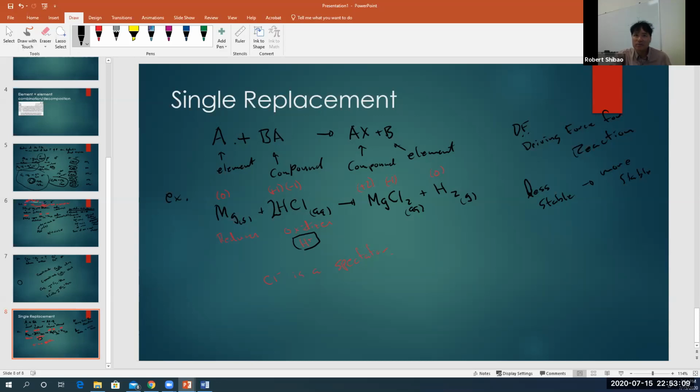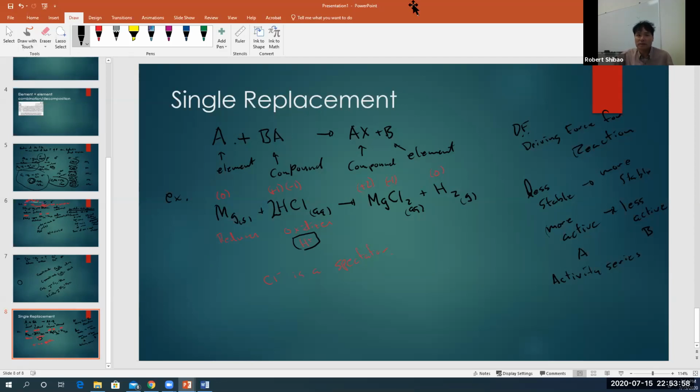Less stable in terms of single replacement, we call more active. If it's more active, it's less stable. And so we want to go from more active to less active. And for single replacement, we want to go from a more active A, the element, to a less active element B. So more active element A to a less active element B. And for that, we need something called the activity series, which ranks the elements in terms of their stability and activity.